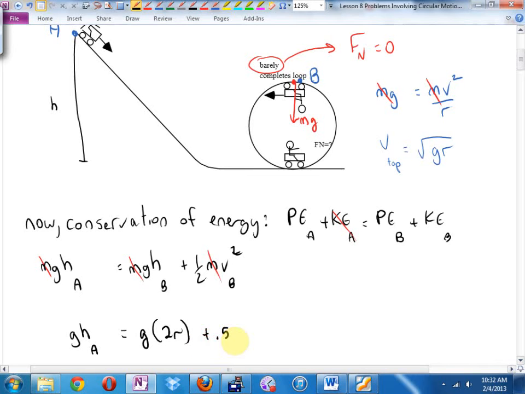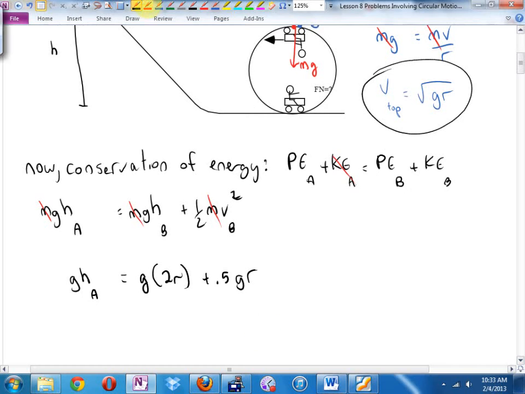And you know what? Instead of writing v squared, I have a lovely expression right here for v at the top. V at the top is the square root of gR. What would v squared be? Just plain old gR? And holy smokes, this hasn't happened in a long time. What cancels? Gravity? Are you serious? Really?